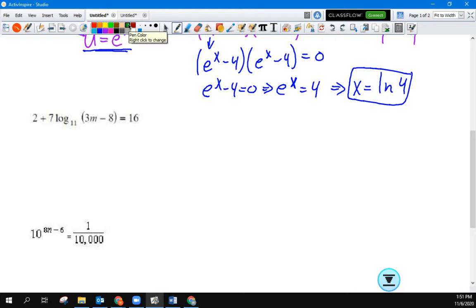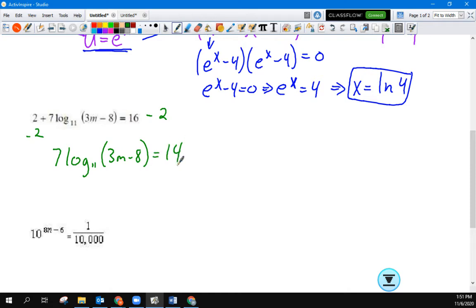In this one, unlike the first one, we only have a log on one side. On the first one, we had logs on both sides, so we could actually use the one-to-one property. But on this one, since we only have one logarithm, that's cluing me in to the fact that I'm probably going to solve for one log and change it to its exponential form to solve this. Okay, so that's what we're going to do. We're going to get this log by itself. So we're going to subtract 2, we get 7 log base 11 of 3m minus 8 equals 14.